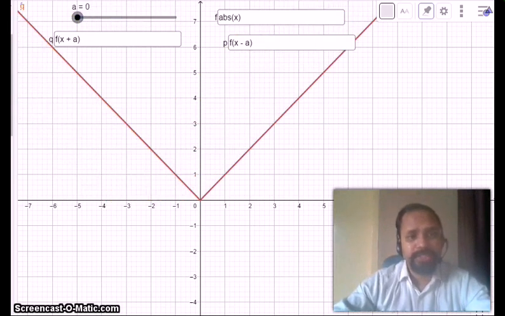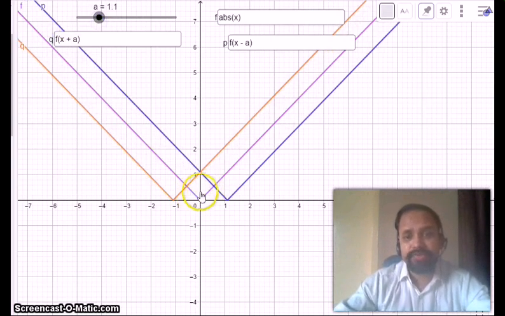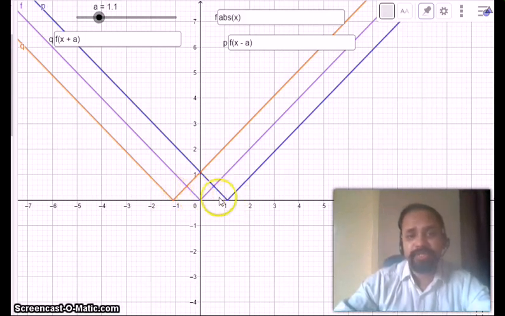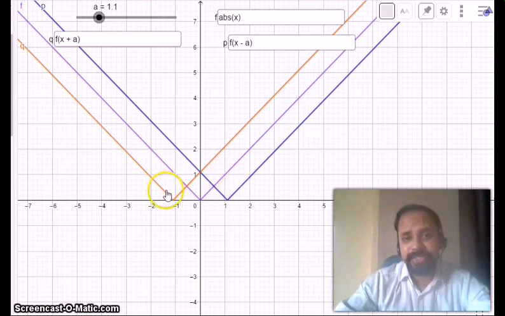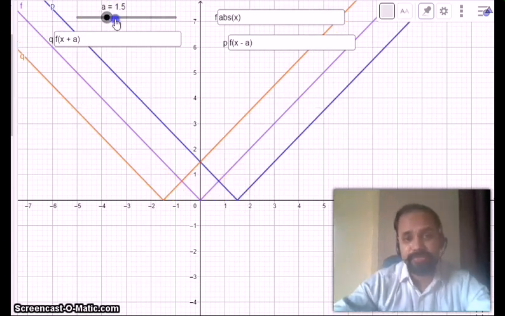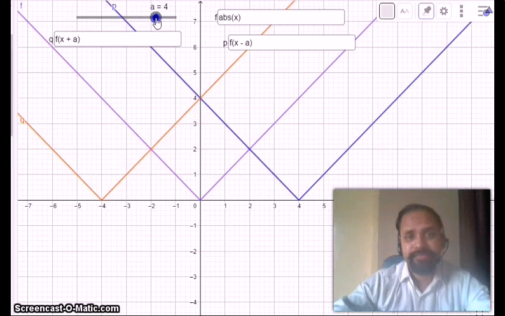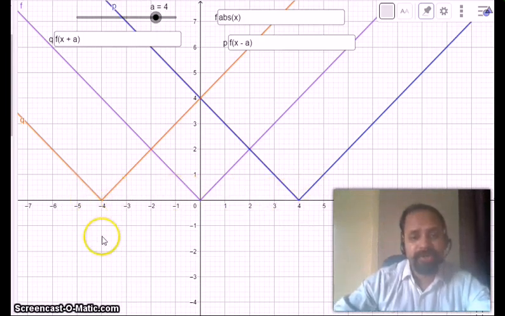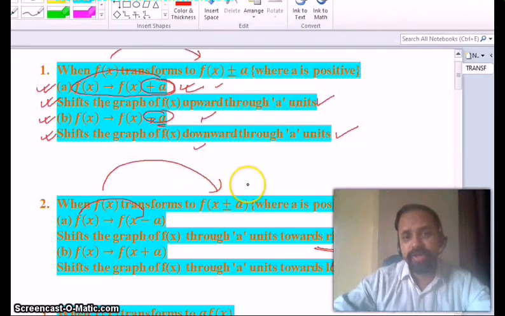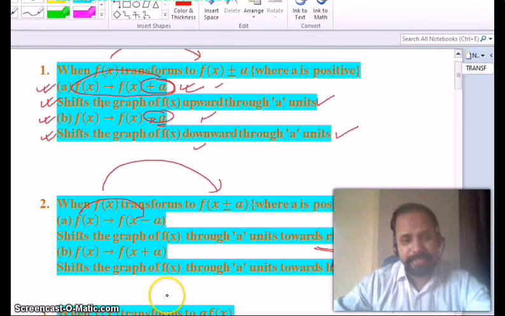And if we see all three graphs together, here the blue graph shows y equals mod x, this graph shows mod of x minus 1, and this graph shows mod of x plus 1. On the right side we are subtracting a units, and on the left side we are adding a units. So this graph will be mod of x minus a, and this graph will be mod of x plus a. This is the small trick for mod of f of x plus or minus a.